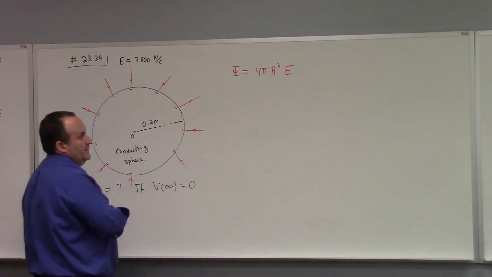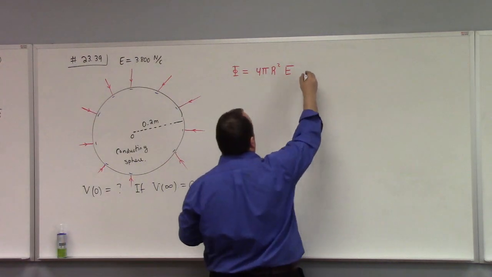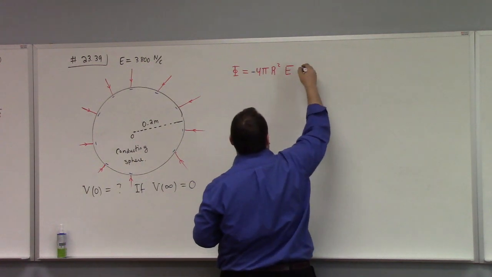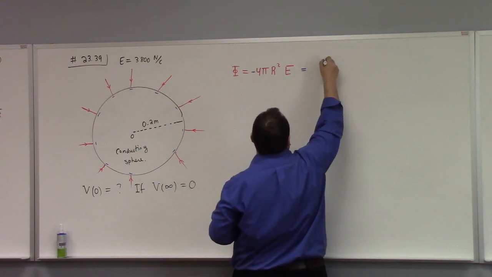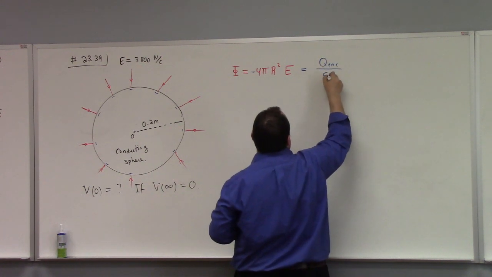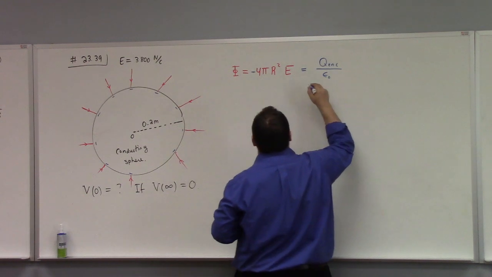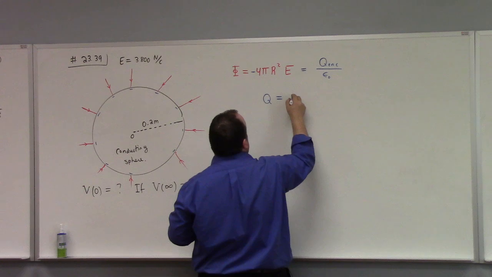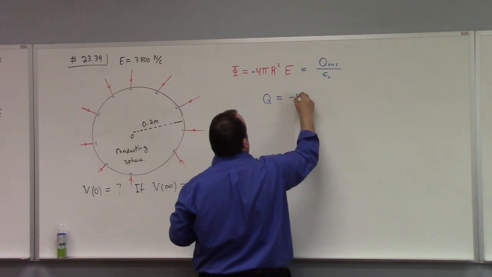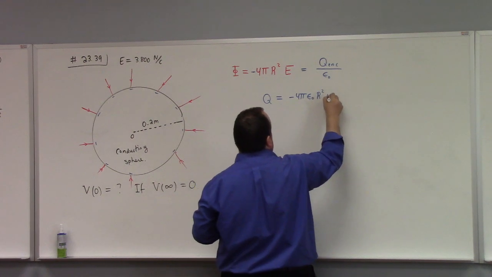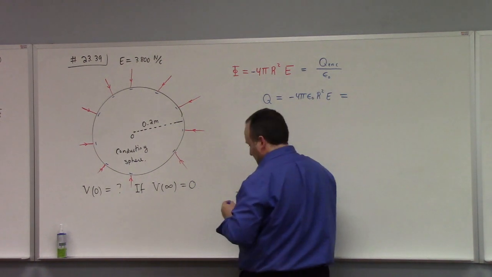All right. So this is, first of all, negative because it's pointing in, so minus 4 pi r squared E. And that's equal to the charge enclosed divided by epsilon naught. So therefore, the charge on the sphere is equal to minus 4 pi epsilon naught r squared times E. Let me work out what that is numerically.